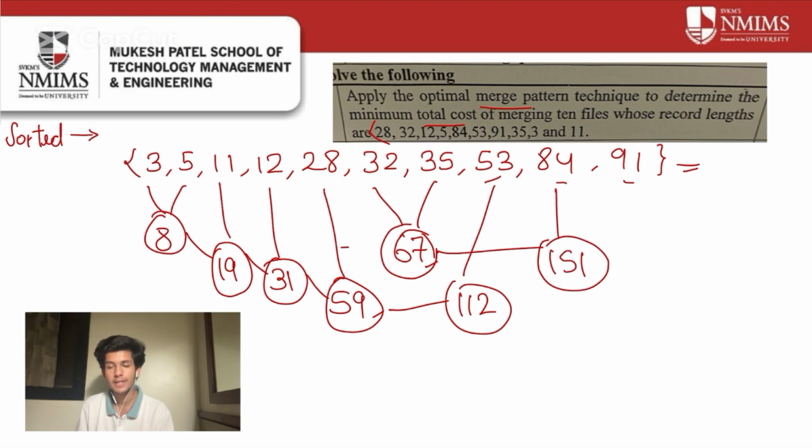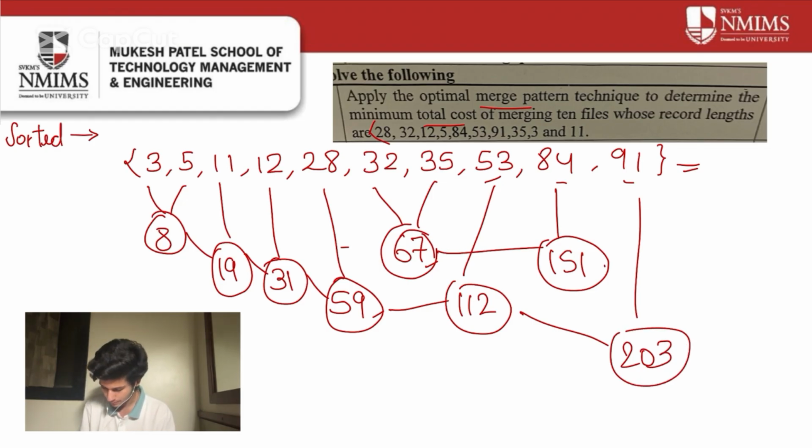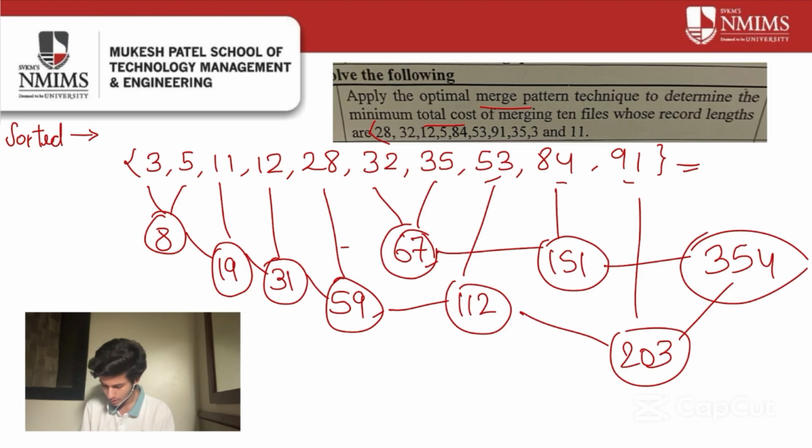Now your two shortest elements from the list are 91 and 112. Adding them would be 203. Now your two least elements are 151 and 203, and adding them would be 354. Now you're exhausted with the list, and here are the values we are getting.